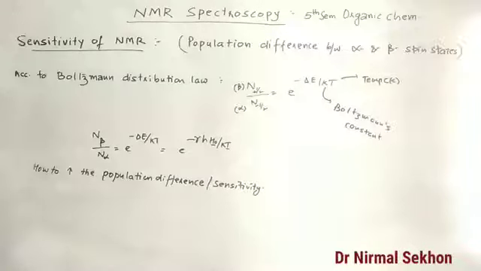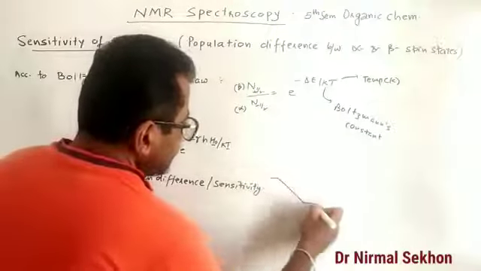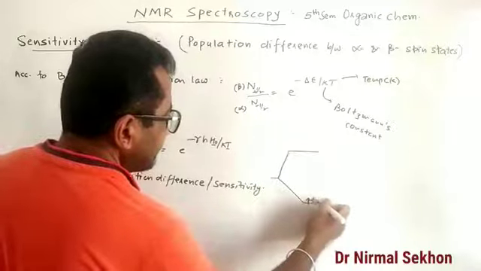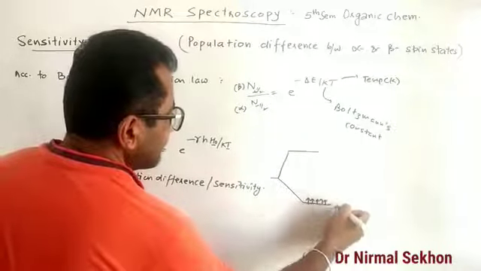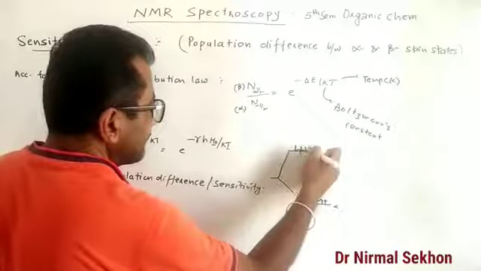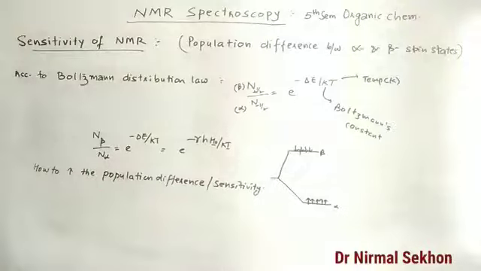If we want to increase the ratio n beta by n alpha, we have three factors. Suppose these are the two energy levels, and here we have alpha and here we have, say, beta. The population difference is less.